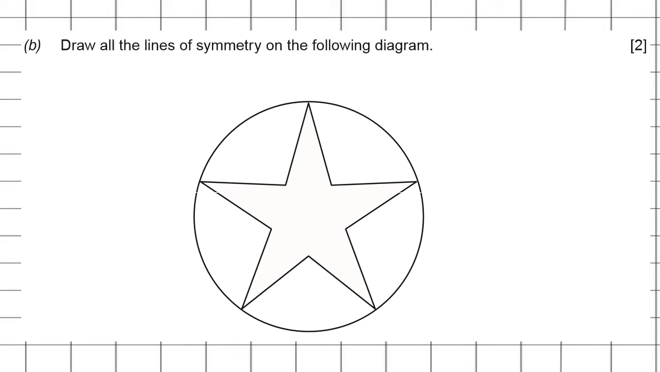Okay, B. Draw all the lines of symmetry on the following diagram. If it was just a circle on its own, there'd be many lines of symmetry. But we have a star as well. So instead of worrying about the circle, let's concentrate on the star because we know the circle has many lines of symmetry. So, cut straight across. That's the line of symmetry. There. Line of symmetry.